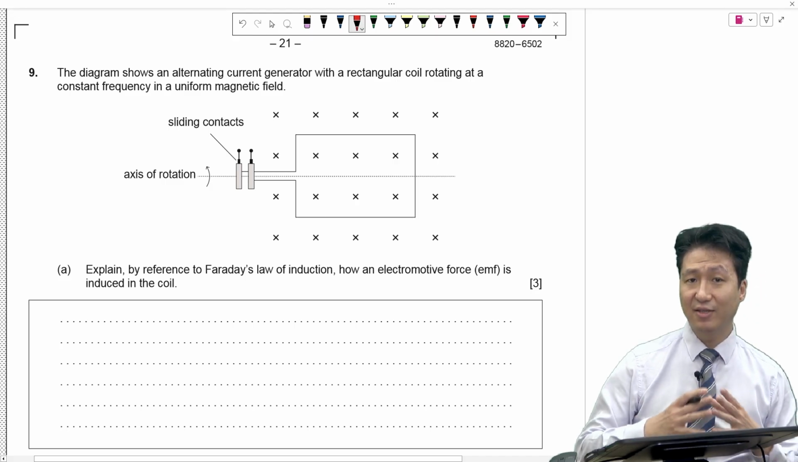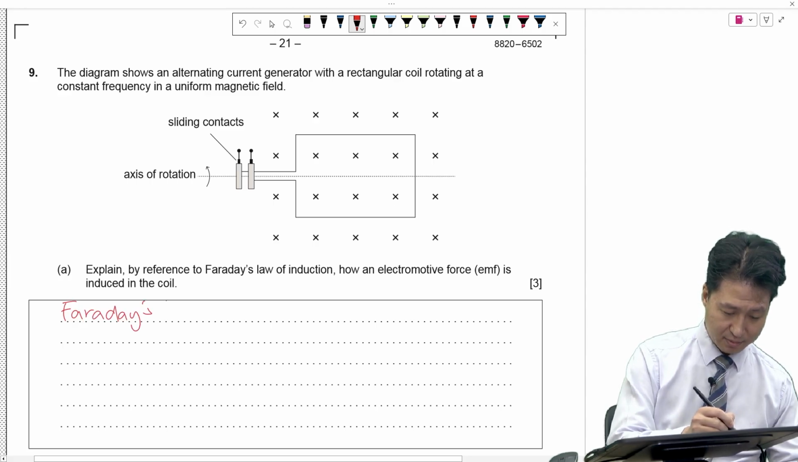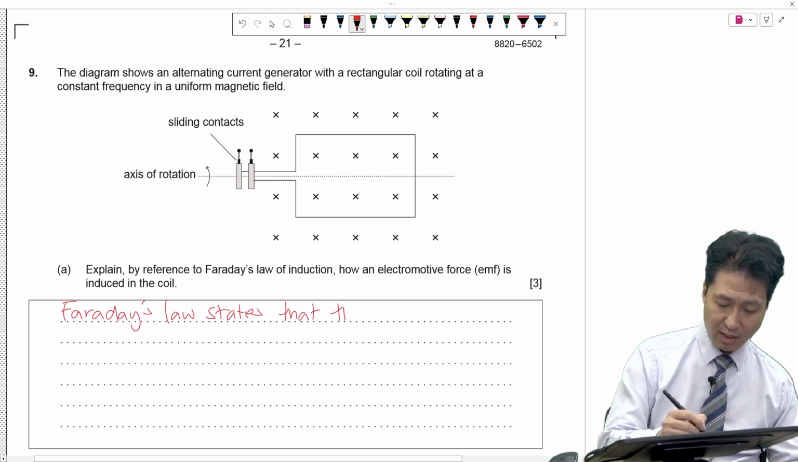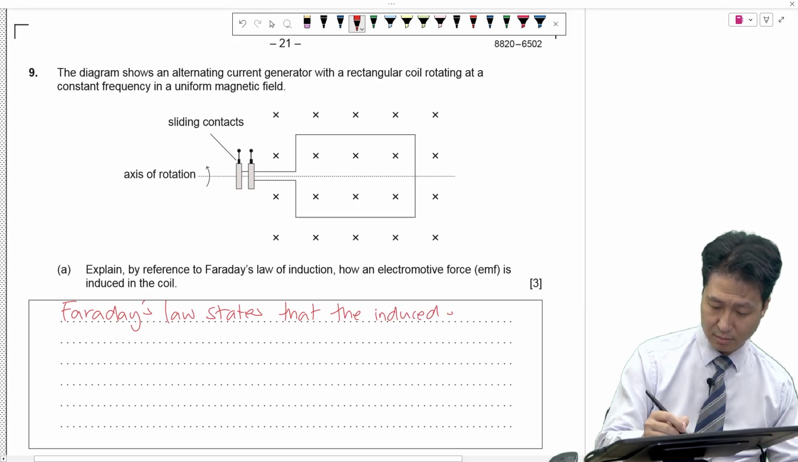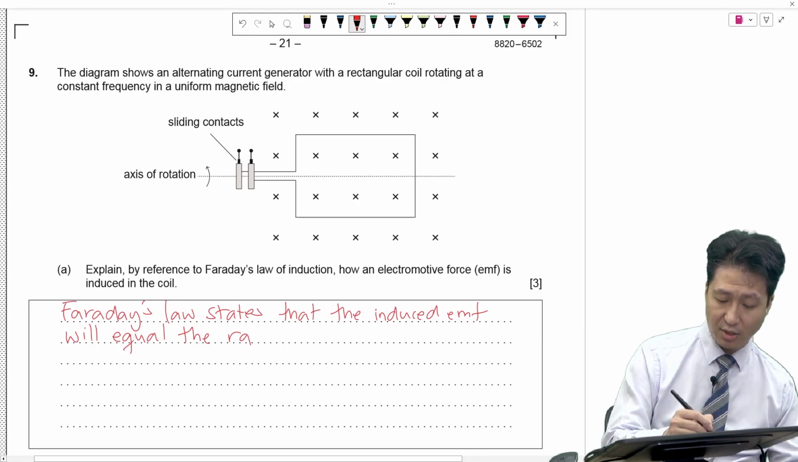So you have to basically define Faraday's law first. So you say Faraday's law states that the induced EMF will equal the rate of change of magnetic flux linkage.